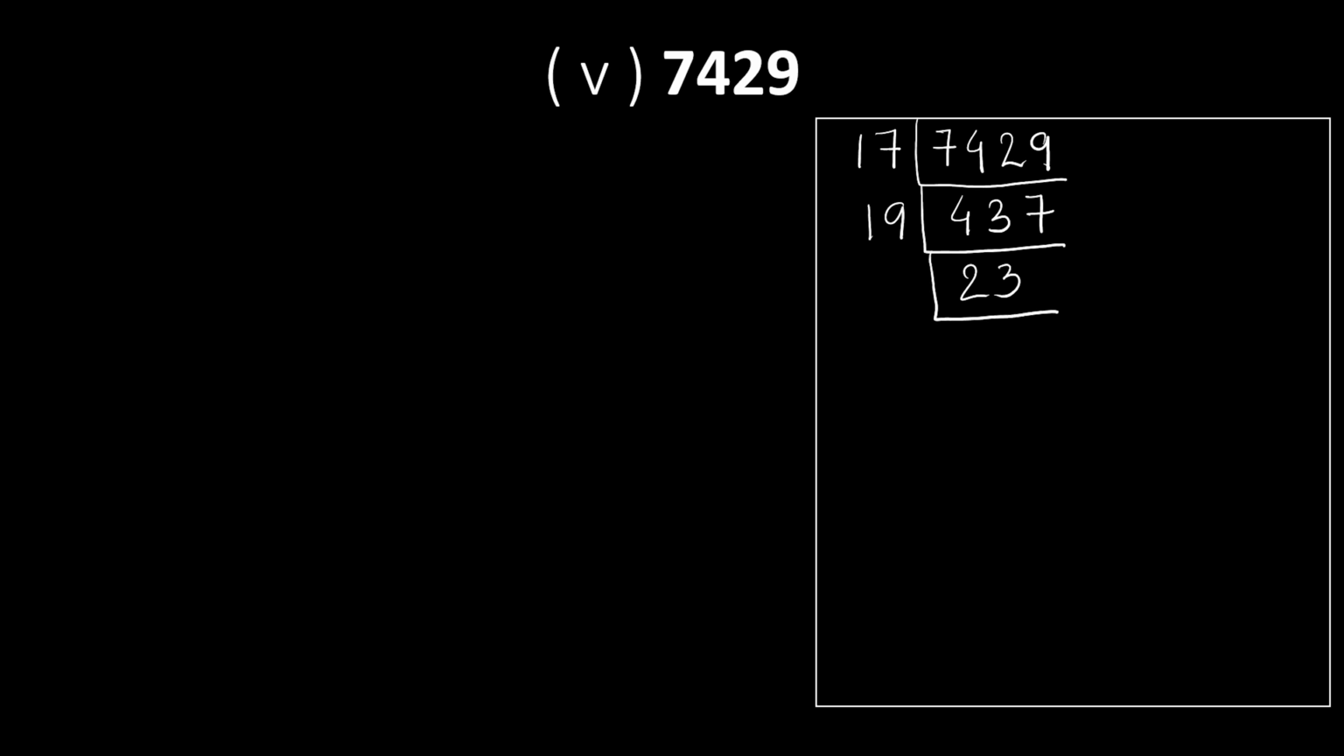Now this is the fifth subpart of question number 1. We have to find out the prime factors of 7429. So let's prime factorize it. 7429. We can divide it with 17 and we are going to get the quotient as 437. Now next, the number with which we can divide this 437 is 19. So, on dividing 437 with 19, we will be getting 23 as a quotient. Now again, 23 is a prime number. So, we can divide 23 with 23 in order to get 1 as a quotient.